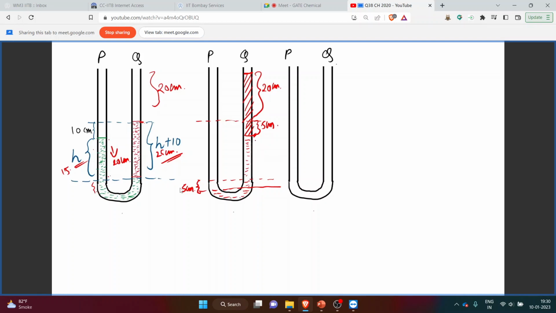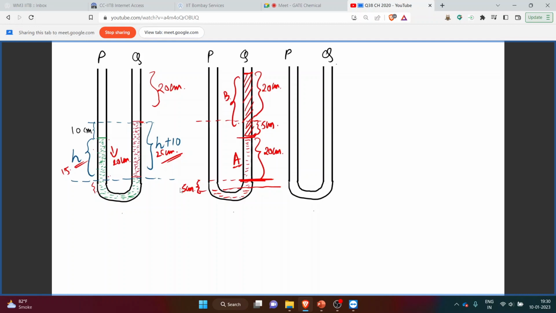and for this the fluid A will rise again 20 centimeter on this side, because this B is also rising 20 centimeter. So this A fluid will also rise by 20 centimeter from the initial surface. So from this surface, the fluid A will rise by 20 centimeters. So this is our fluid A, and this is our fluid B.